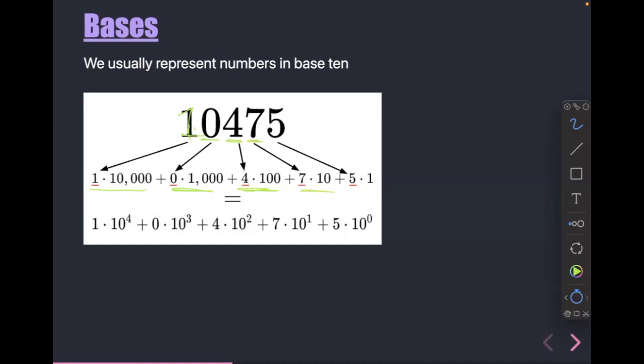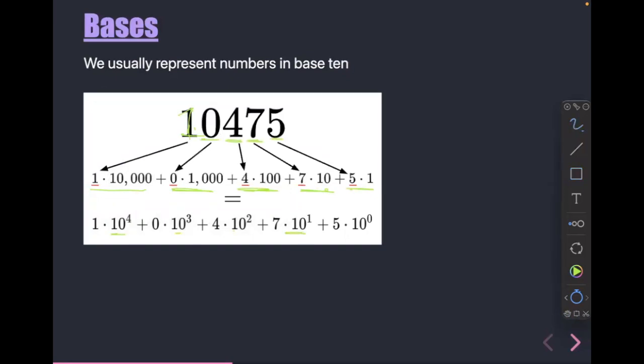So I put that there. And then 5 is just a 5, so it's just 5 times 1. And I can write all these in terms of exponents of 10. So I can write 10,000 as 10 to the 4th. I can write 1,000 as 10 to the 3rd. I can write 100 as 10 squared. And I can write 10 as 10 to the power of 1.